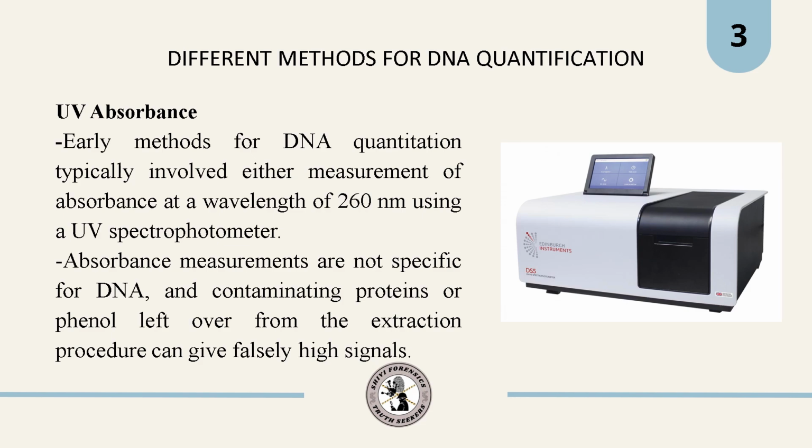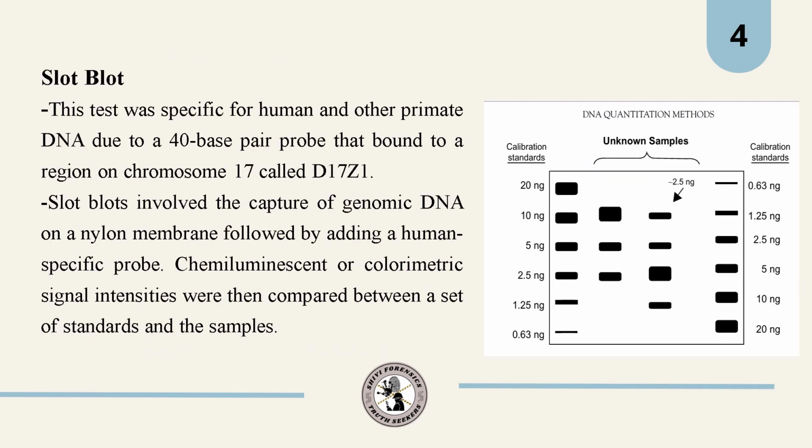The next method is the slot blot method. In this method, a specific radioactive or chemiluminescent probe is used. This probe is of 40 base pair and it binds to a specific region of chromosome 17, which is D17Z1. This specific region is specific to humans and some primates like gorillas and chimpanzees. So, in this method, the probe binds with the DNA of chromosome 17 and gives different signal intensities.